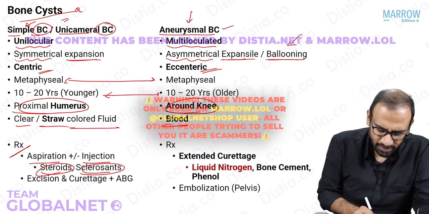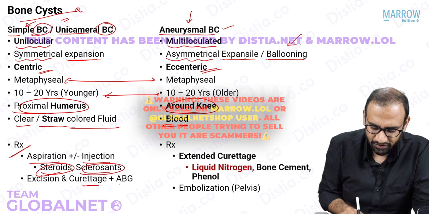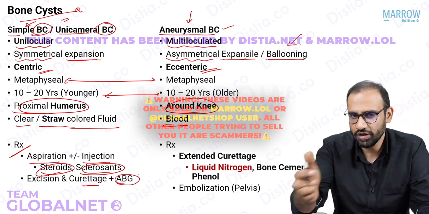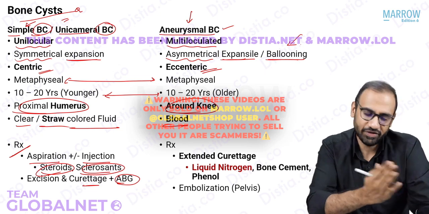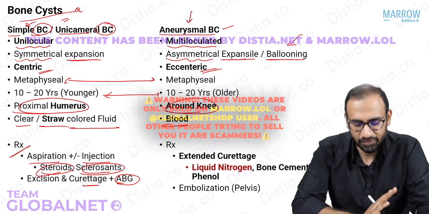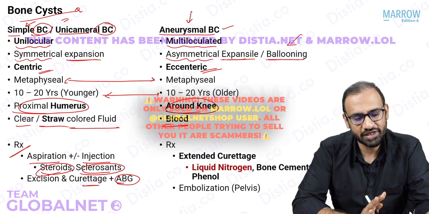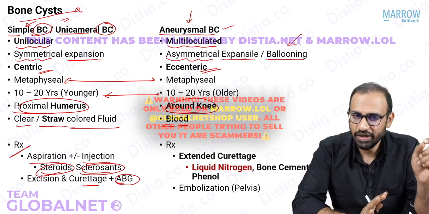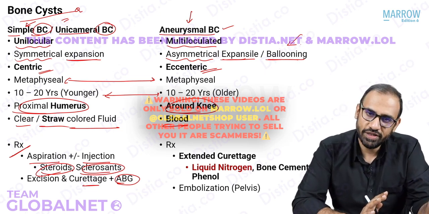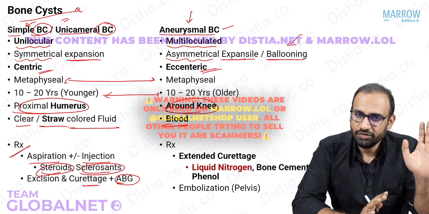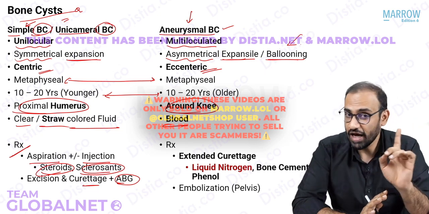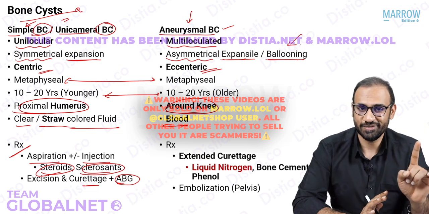Or you can do a simple excision followed by curettage and then fill the cavity with autologous bone graft. So excise and curette the cavity and fill it with bone graft. That is what is required for simple bone cyst, ranging from doing nothing, to aspirating and injecting sclerosant and steroids, or doing an excision with bone grafting. But the treatment for aneurysmal bone cyst is important, hence MCQs.